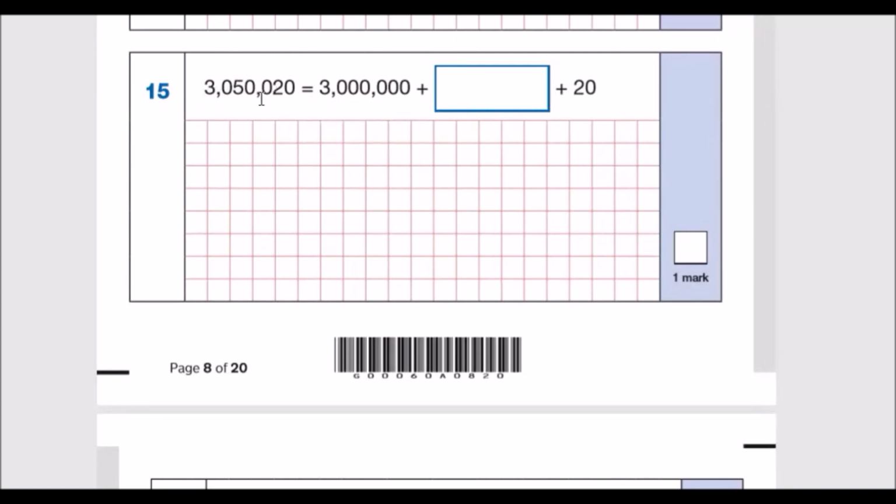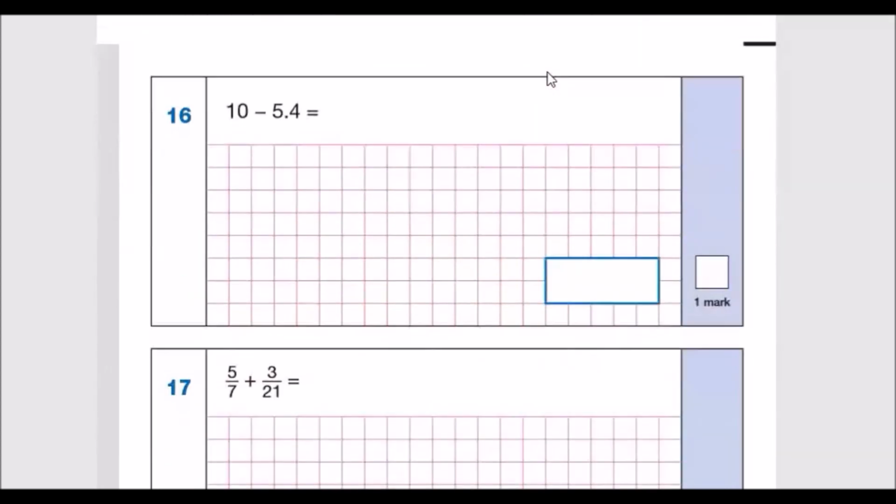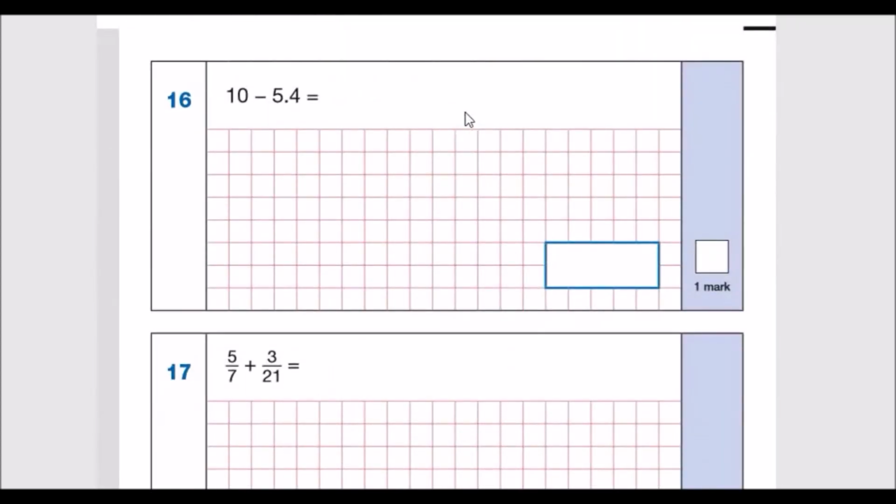It says here that 3,050,020 can be partitioned like this. We can clearly see that the 3 million is over here, the 20 is over here. So all we're left with is the 50,000. So this is just partitioning and place value. Next, 10 take away 5.4.